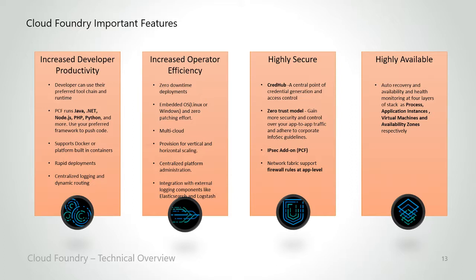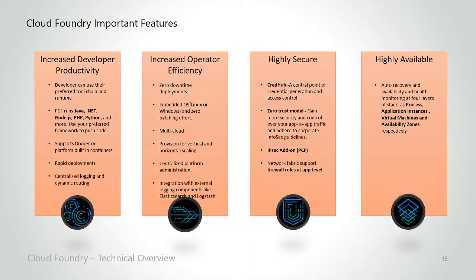Another factor is security. There are a lot of built-in security features in Cloud Foundry. One is CredHub. It's actually a feature of Pivotal Cloud Foundry, a central point of credential generation and access control. It's like managing your access control, user authentication and authorization in one place. All the applications or tenants deployed in that platform only need some kind of API to connect with CredHub and get authorized. It's a kind of authorization server. Then there is the zero trust model: gain more security and control over your app-to-app traffic and adhere to corporate infosec guidelines.